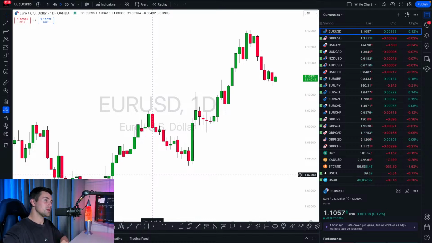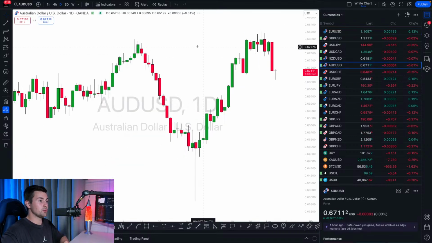And to warm up, let's start with Aussie dollar pair. Aussie dollar pair will be the first trading setup that we'll discuss.